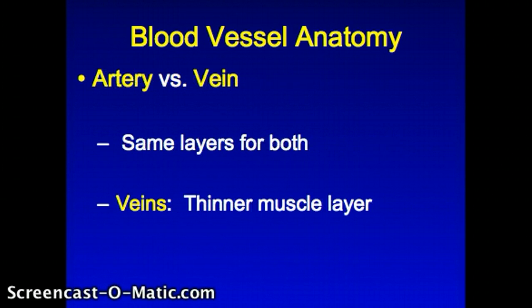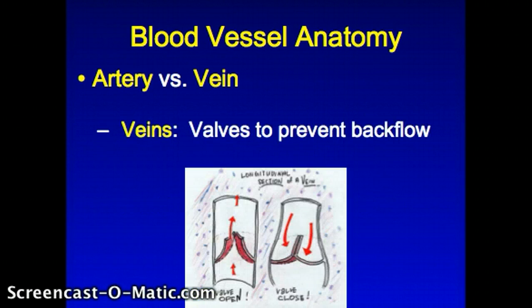Okay, so comparing the differences between arteries and veins, we've got the same layering pattern for both. Both have intima, media, and externa, but a vein has a thinner muscular layer than the artery does, because veins simply return blood flow to the heart. The arteries actually pump, kind of like the heart does, so they need that thicker muscular layer to allow them to do that. Here is a picture to show you how the valves work in the veins.